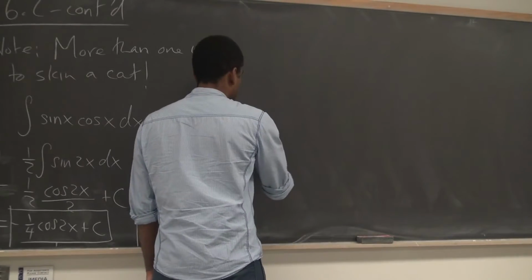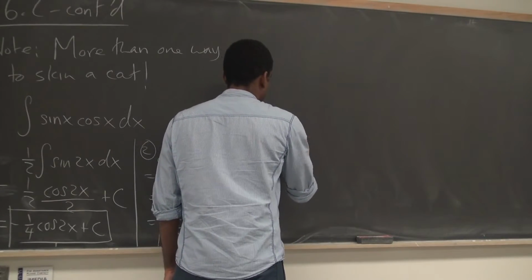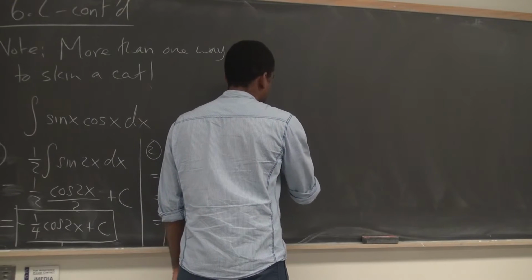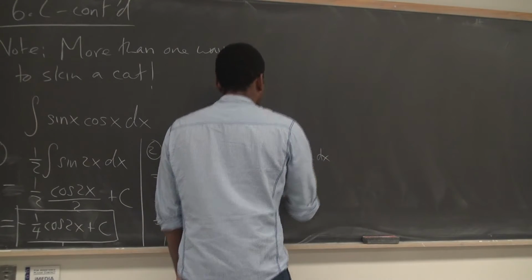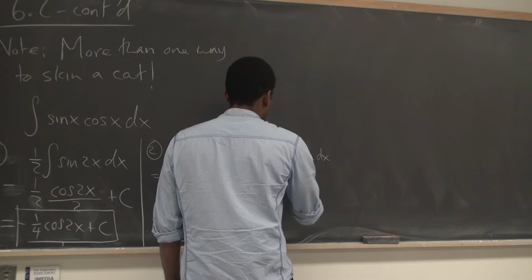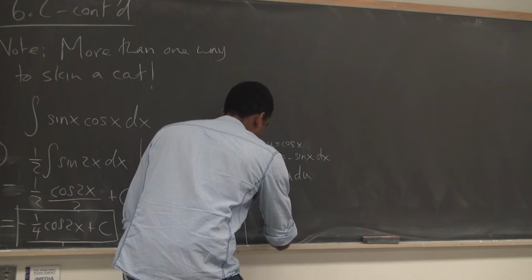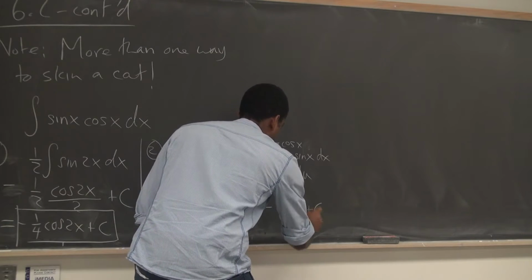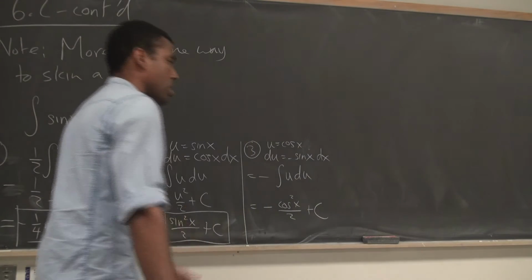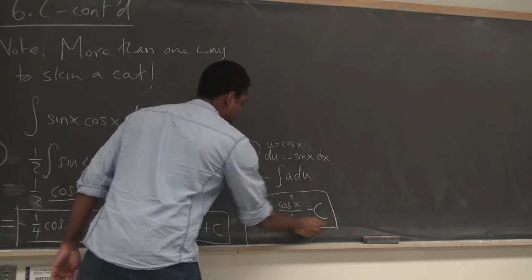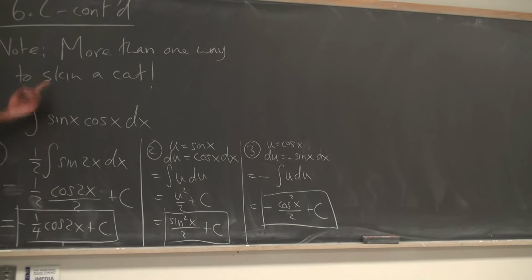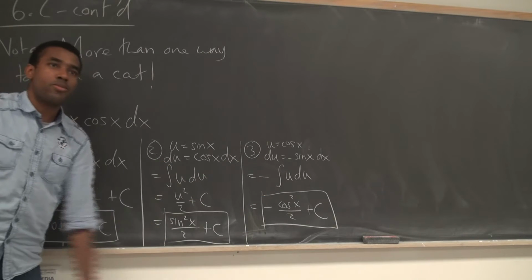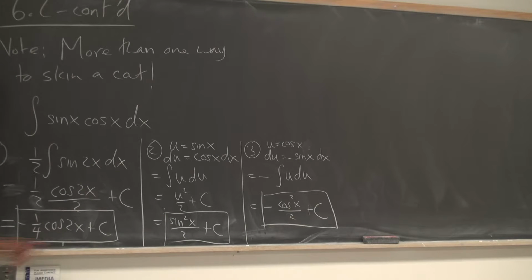I could have done u equals cosine x. And then my du would be minus sine x dx. And so I have minus the integral of u du, in which case I would end up with minus cosine squared x over 2 plus c. And that is also a perfectly valid answer, right? So this one integral, we can do it a lot of different ways. The answers can look very different, but they're all correct. How do we reconcile this? Well, it just means they all differ by a constant, right?